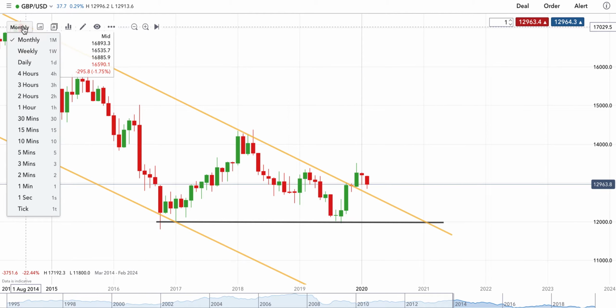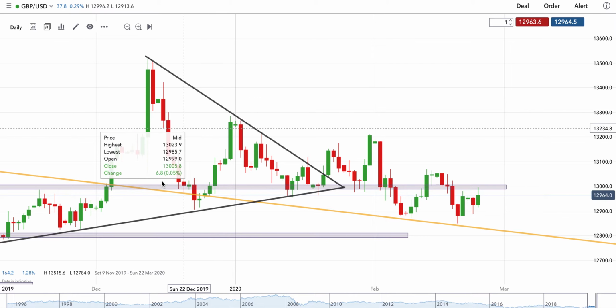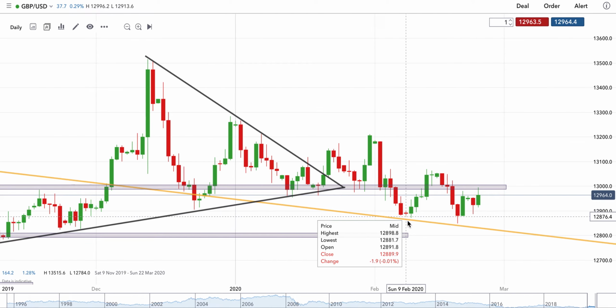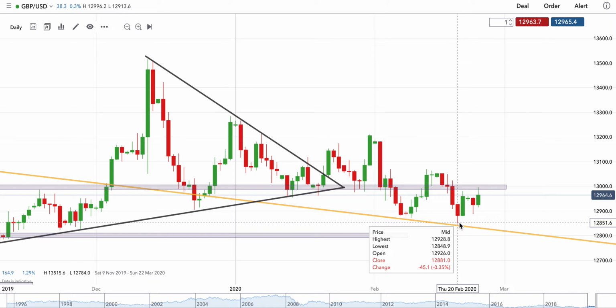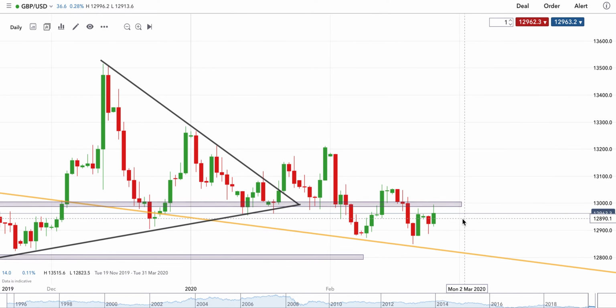Let's zoom in to a daily perspective. So as I mentioned, since we broke out, we've come and tested the top of our channel. So once, twice, three times now. Crucially, we haven't broken back below that channel, which says to us that there is still some decent strength in the market. Providing we can get back above 130 over the course of the next couple of days, then we will be optimistic of our projections playing out.